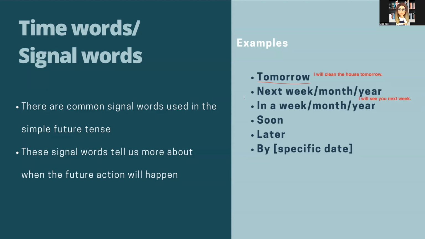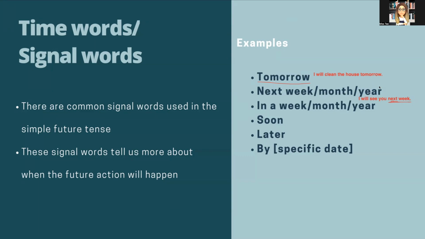I will see you next week. So we have "will see," and we're saying exactly when this is going to happen: next week. So maybe you don't have to wait a full month or a full year. You know it will happen next week.